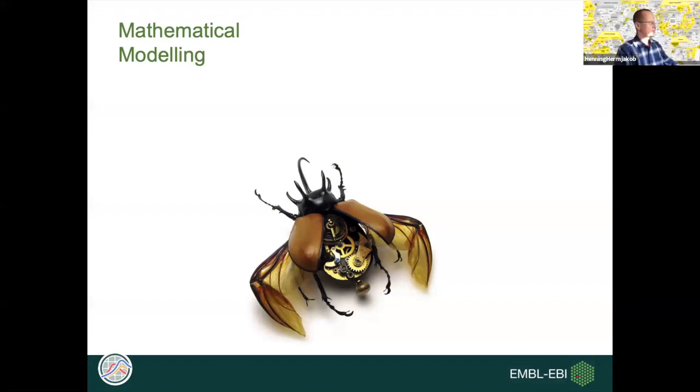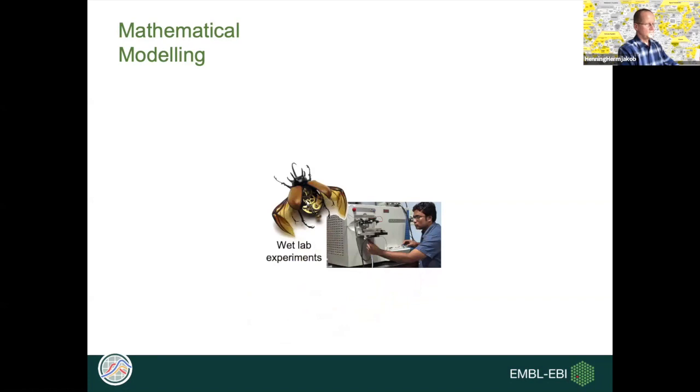Okay, so one slide introduction to what's mathematical modeling. The aim of mathematical modeling in systems biology is to develop a formal representation of a biological system, which ultimately will allow us to do in silico predictions, which then, of course, hopefully are verifiable in wet lab experiments. And this is to cut down on wet lab experiments and make them more targeted, and of course to help our understanding of the biological system.